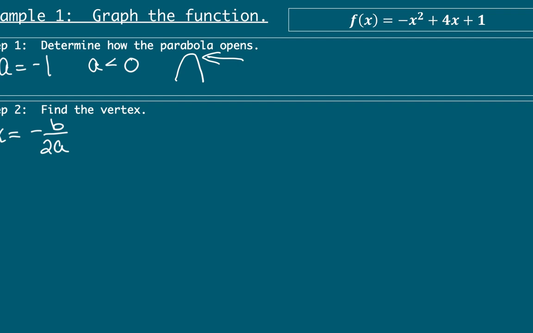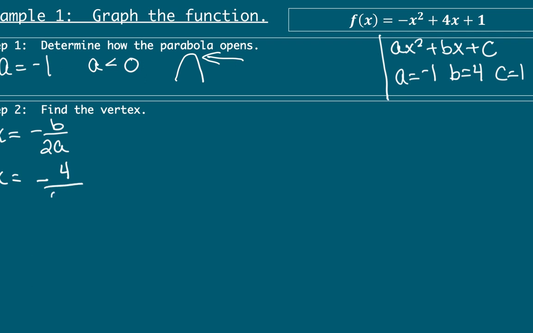So remember, this is of the form ax squared plus bx plus c. So in this function, a is equal to negative 1, b is equal to 4, and c is equal to 1. So to find x, we're going to plug in negative 4 over 2 times negative 1 and perform that calculation. So x is going to be equal to negative 4 over negative 2, which is equal to 2. So x is equal to 2.